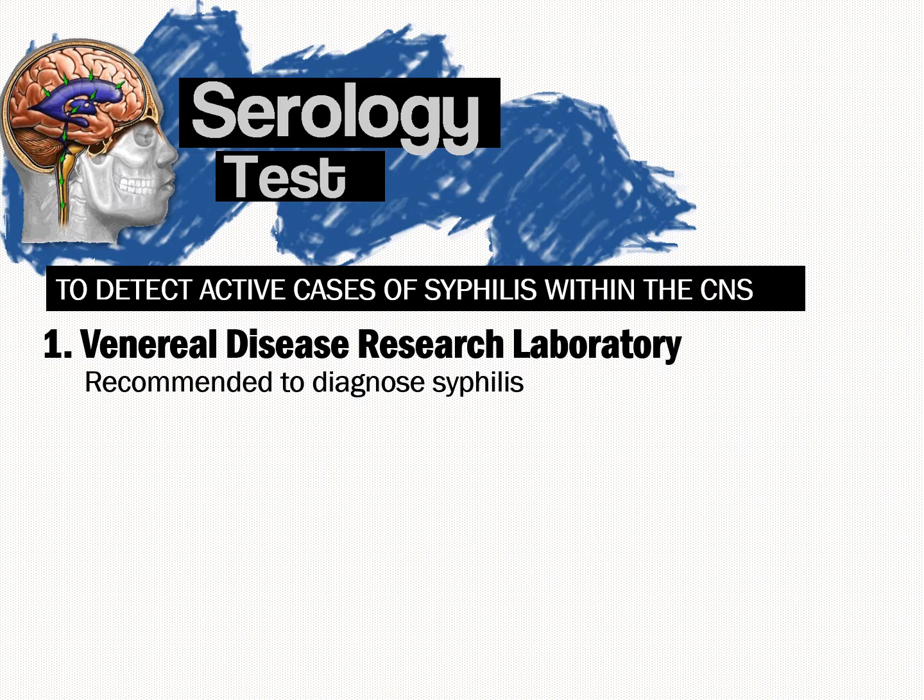This detects active cases of syphilis within the central nervous system using the CSF as a specimen. Immunologic tests for microorganisms provide a rapid method for detection of meningitis-causing agents. However, sensitivity and specificity vary among assays, and the possibility of false positives and false negatives creates complications in interpretation. One of the tests is the VDRL, which stands for Venereal Disease Research Laboratory. This is recommended by the CDC to diagnose neurosyphilis.